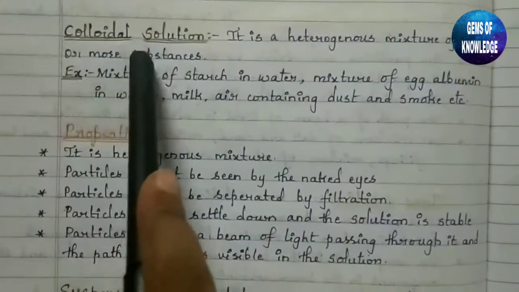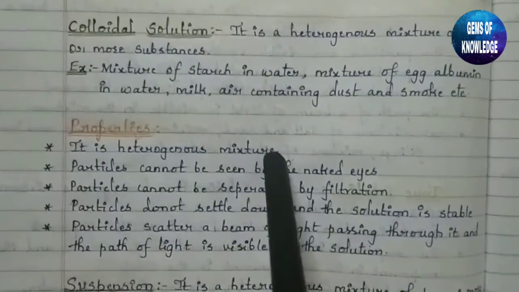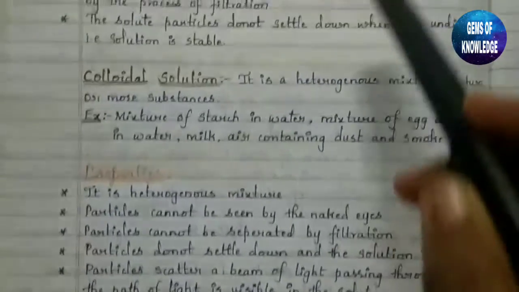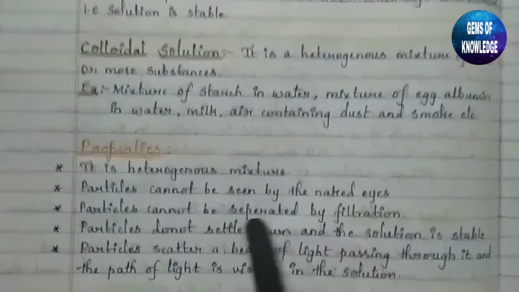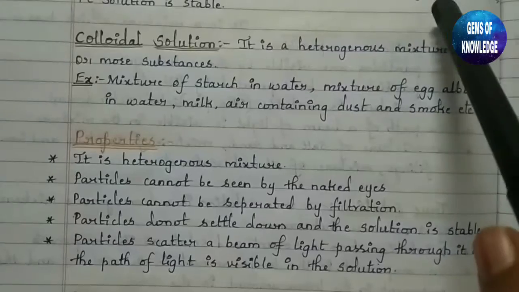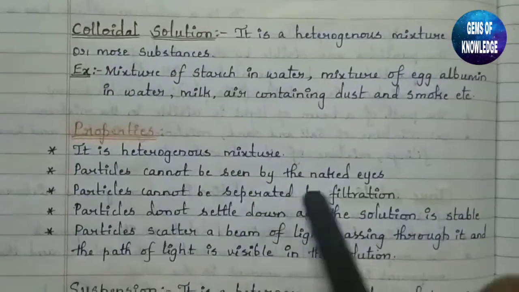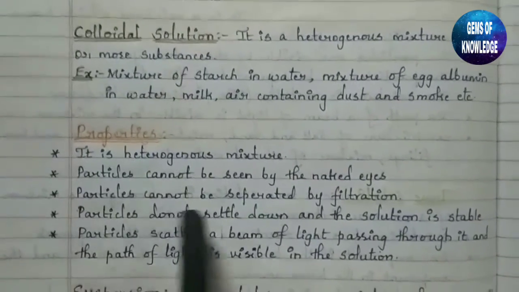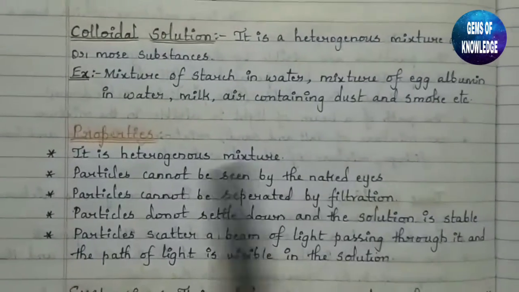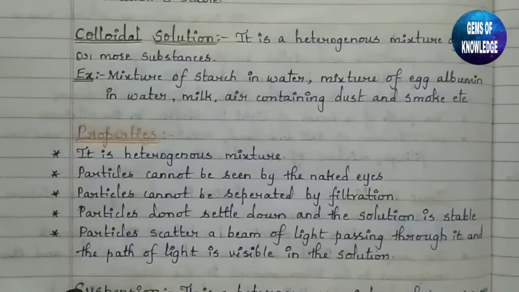According to the properties of a colloidal solution, it is a heterogeneous mixture, and the particles cannot be seen by the naked eye. It cannot be separated by filtration. In the true solution also we cannot separate the particles with the help of filtration. Then particles do not settle down and the solution is stable. Particles cannot settle down here, and it is the same case there.